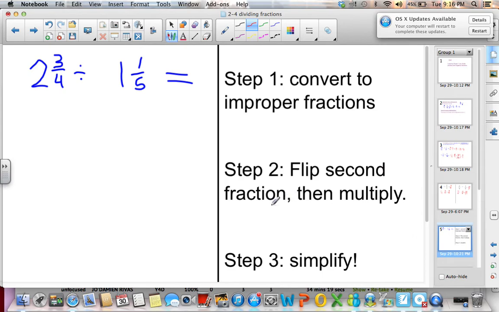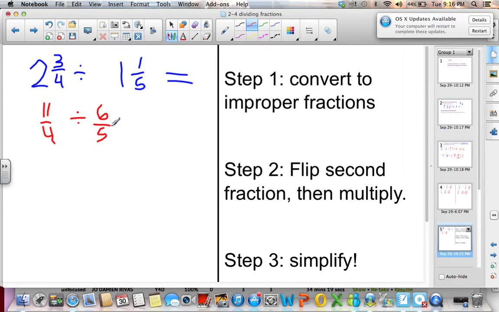So if we have mixed numbers, as you remember from multiplying fractions, the first thing that we need to do is convert it to improper fractions. So what I'm going to do is convert both of my mixed numbers to improper fractions. So 4 times 2 is 8, plus 3 is 11 fourths, because I keep my denominator. For now, I'm going to keep my division sign. 5 times 1 is 5, plus 1 is 6 fifths.